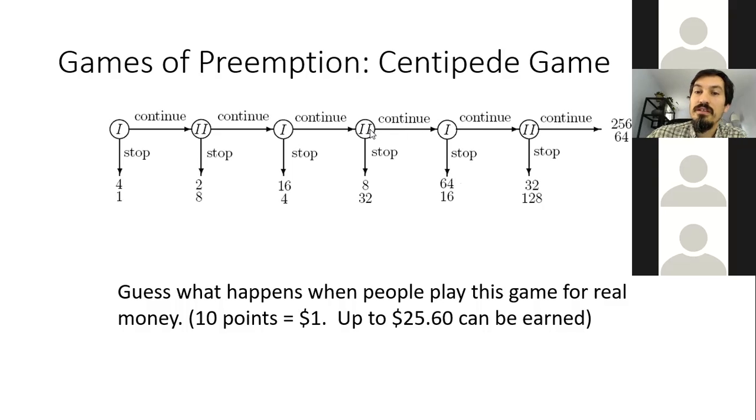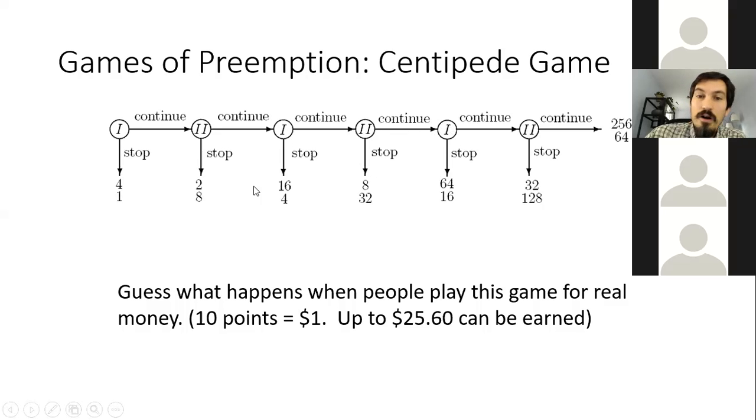Well, what about the third to last circle? If I continue, I know the game is just going to end because of backwards induction. And if I'm player 2, I'll only get 16 if I allow it to continue. I'll get 32 by choosing to stop. So I should stop here at the third to last circle.